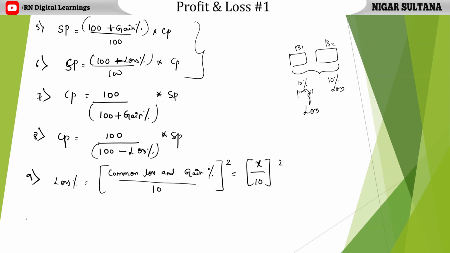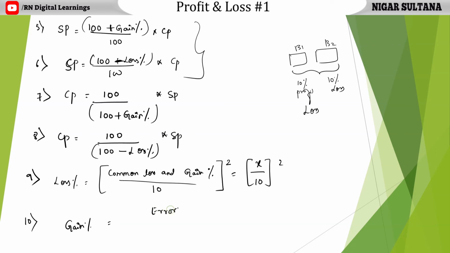Now this is the last situation, where a trader uses a false weight. Suppose they keep a weight of 960 grams and show it as 1 kg. So there is a false weight. In this situation, how do we calculate how much that person has gained? What is the gain percent?